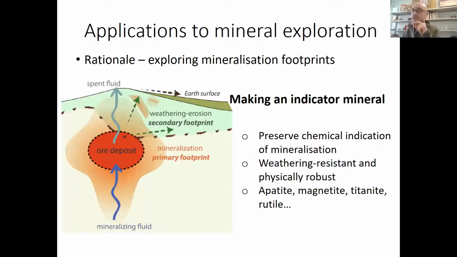Okay, so in the next slides, I would like to focus a little bit on the applications of rutile to ore deposit studies and mineral exploration. But first, I need to introduce just a few points, a few ideas that then I will use later in the talk. So consider an ore deposit that forms by the ingress of a hot fluid, a mineralizing fluid that carries metals.